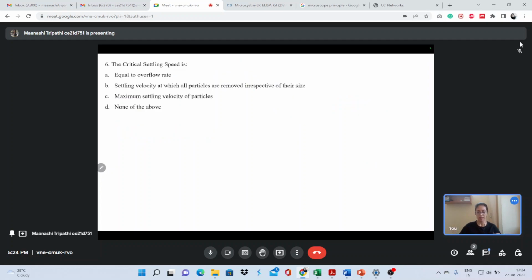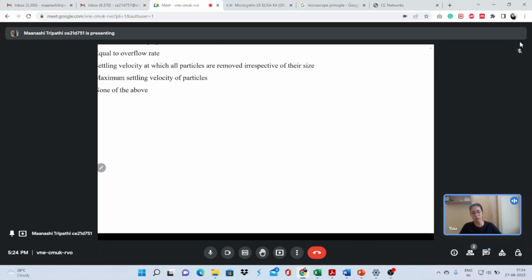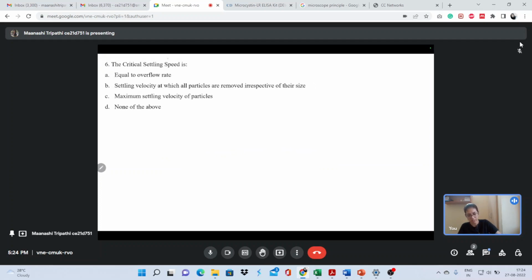Question number 6. The critical settling speed, or we generally refer to it as velocity, is equal to overflow rate, the settling velocity at which all the particles are removed irrespective of their size, the maximum settling velocity of particle. So what is critical settling velocity? You can try to answer this question in the polls, then I'll explain.